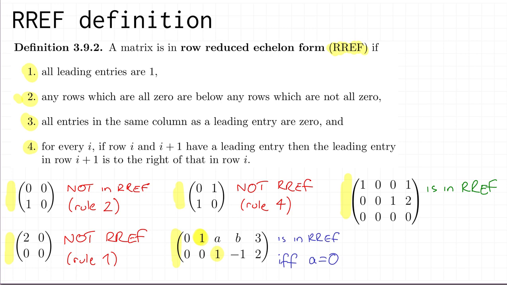And just to make this absolutely clear, if I added another row of zeros at the bottom, then it would still be in row-reduced echelon form. You are perfectly allowed to have more than one 0 row, so long as any 0 rows, no matter how many they are, have got to be below any non-zero rows.